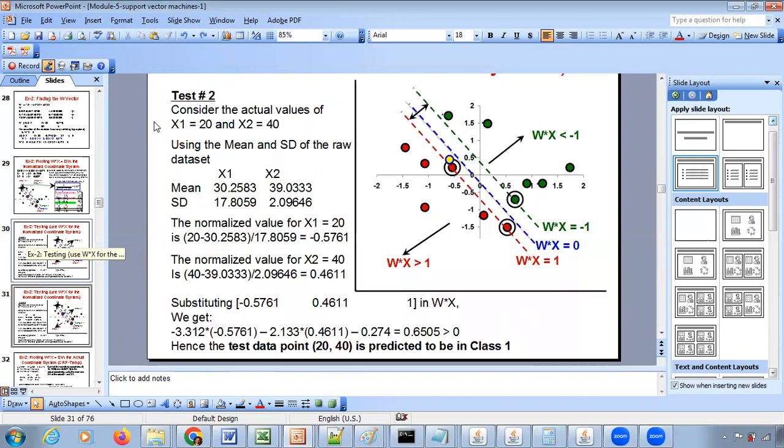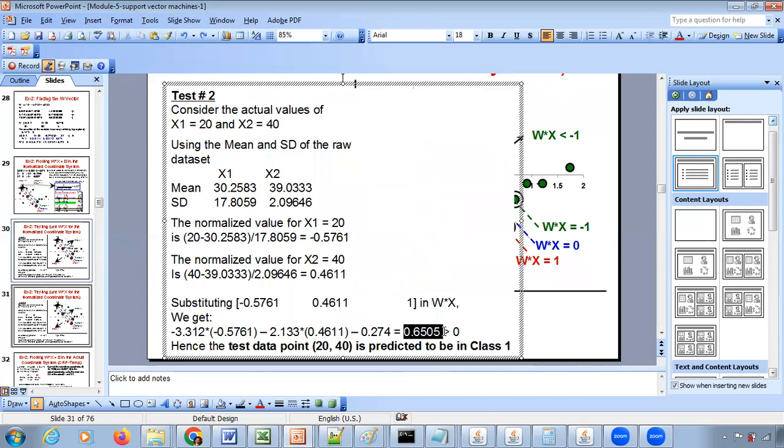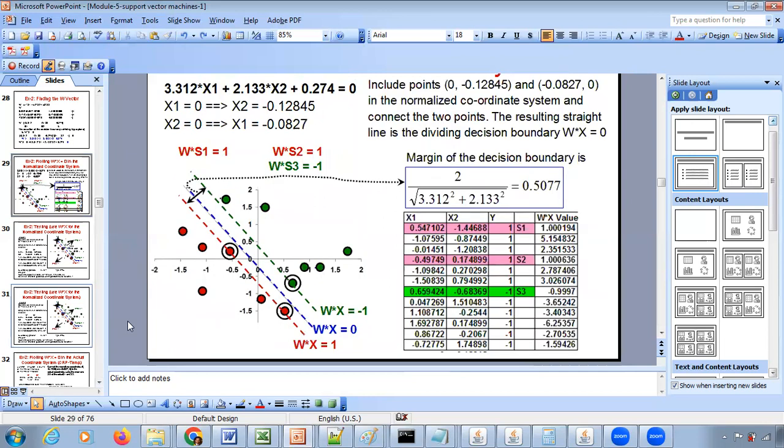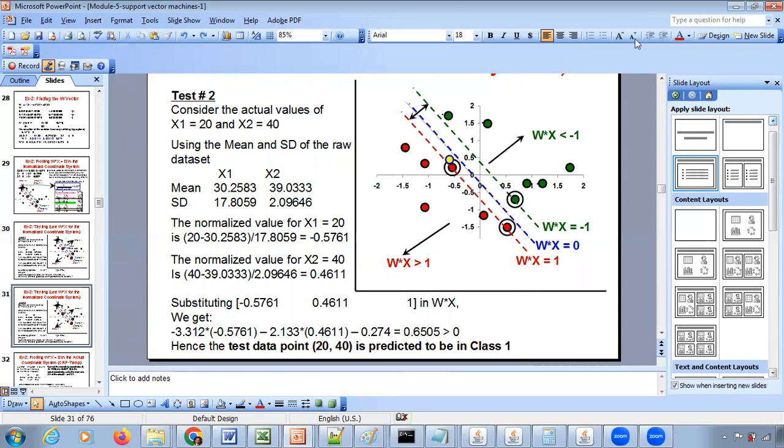But if you look at this data point that we got here, its w times x came out to be 0.6505. And again, this was not part of our test data set. So in our normalized coordinate system that we used as the margin, we didn't have any outlier. So this is for testing purpose, I'm telling. So it's okay to get something between 0 and 1.